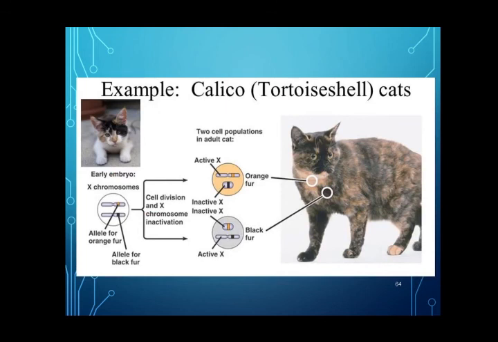For example, the Calico cat. In Calico cats, you have an allele for orange fur and an allele for black fur. So they are heterozygotes. In the cell division, as chromosome inactivation occurs, some of the cells have their inactive X in the black allele, so it becomes orange. And in the other cells, the allele for orange is inactivated, leaving only the black allele to be activated. In that area will be black fur.